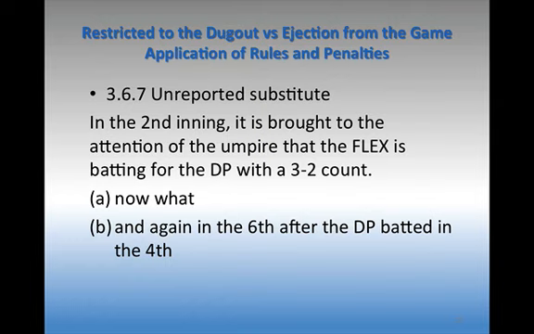In B, again, the 6th inning, the designated player is batted in the 4th. This one's a trick. This is a second substitution. She's an illegal sub and is ejected.